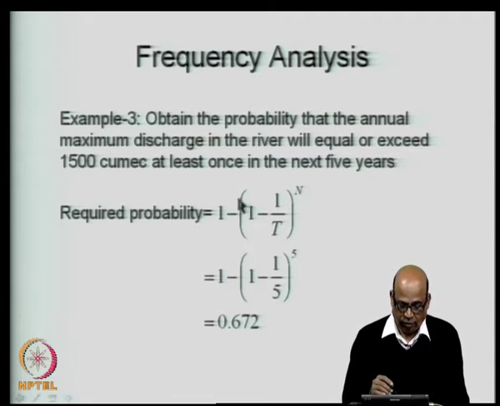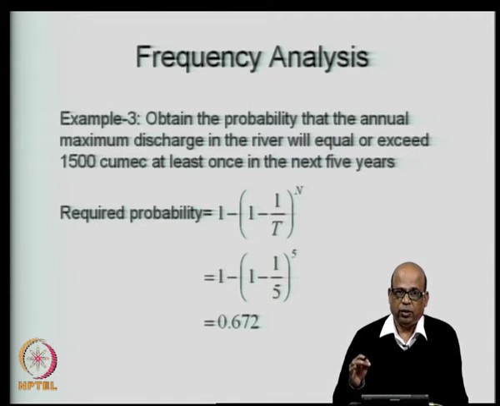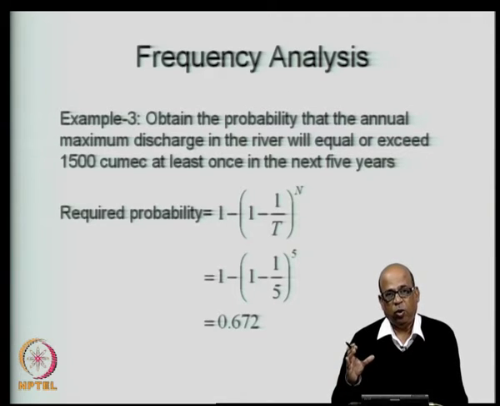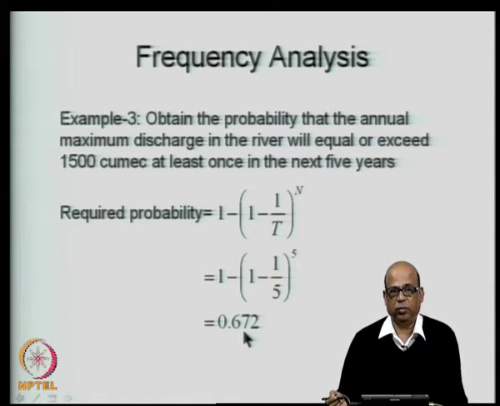But as you can see here, the probability is 1 minus (1 over T) to the power n, and therefore, this T is 5 years, the return period is 5 years, and this is n. We are interested in answering the question at least once in the next 5 years, and therefore, this turns out to be 0.672. So, the fact that the return period is 5 years does not mean that it will occur at least once in the next 5 years. The probability that it will occur at least once in the next 5 years is 0.672.